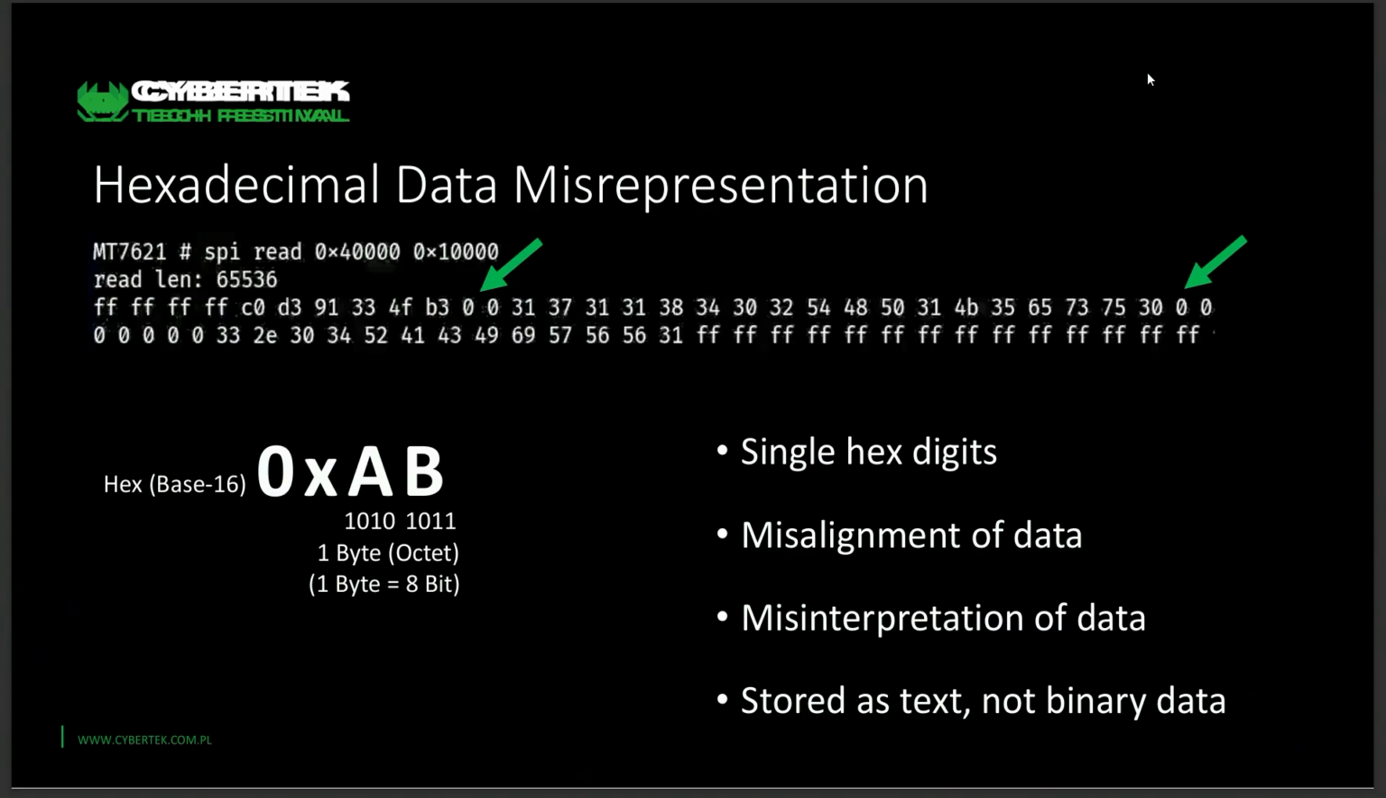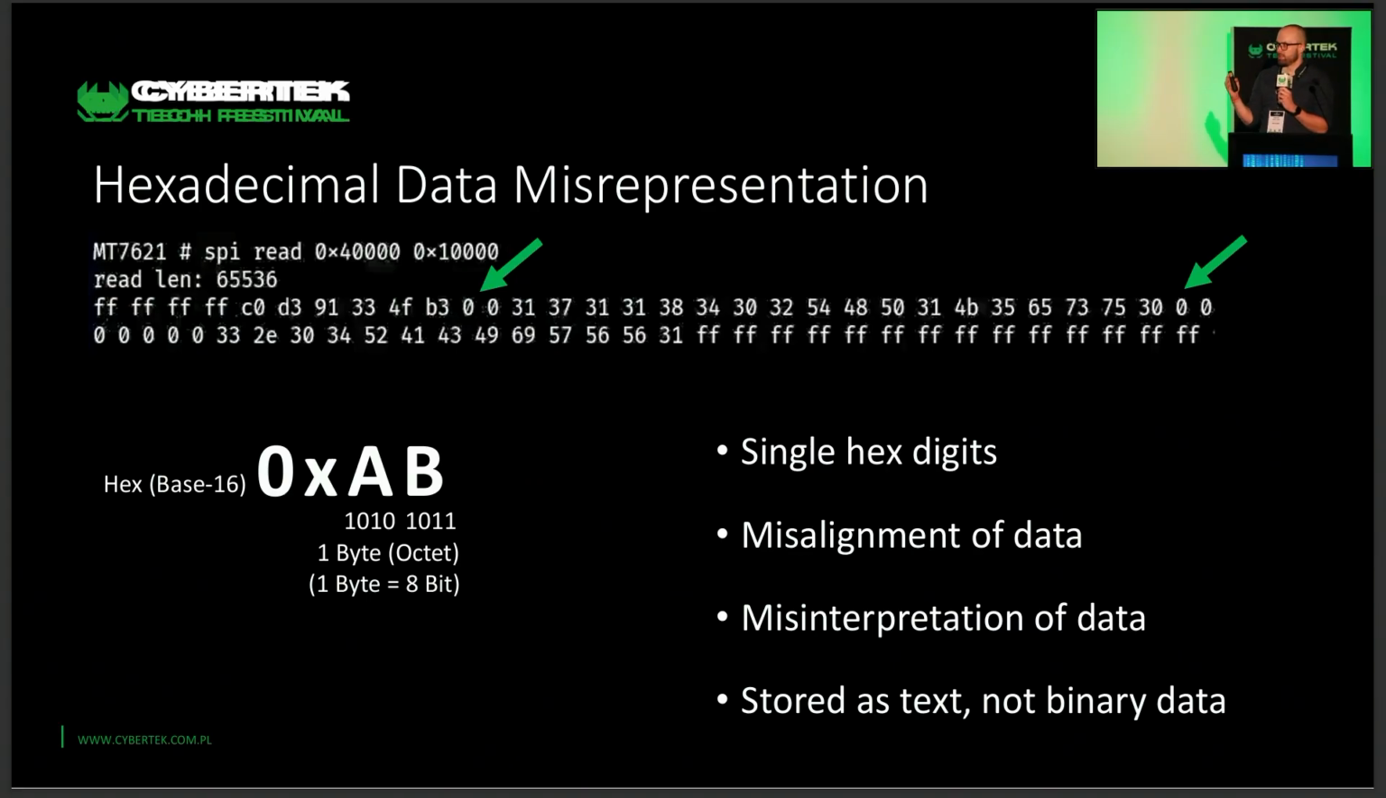Because if you look closely, the bytes are misrepresented in hexadecimal notation. Up here you see some single hexadecimal digits, and each byte must be represented by 2 hexadecimal digits. Else you will have a misalignment of data, you will have a misinterpretation of data, which will lead most likely to garbage after conversion. Additionally, the data we see here is hexadecimal, but stored in text format, and we need this as binary data to move on.